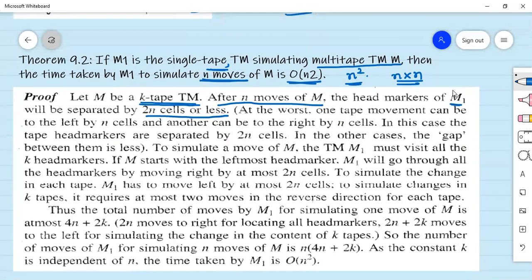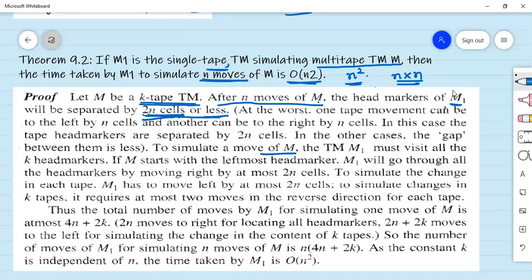After n moves, because each one can move left, right independently or remain stationary, the head markers will be separated at the maximum by 2n cells. They can be less also. Alright, so we call this a gap. 2n cells is a gap.